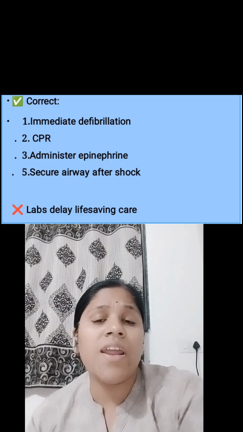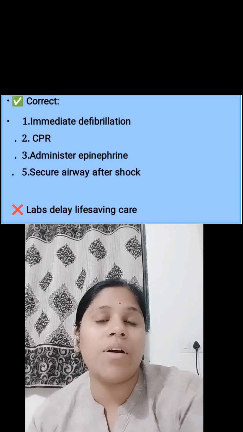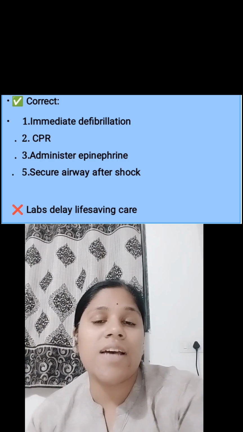But obtaining a cardiac marker at this particular time is not that important, because we need to emphasize the priority actions. So lab investigations can be delayed a bit. So this is how we answer this particular question.